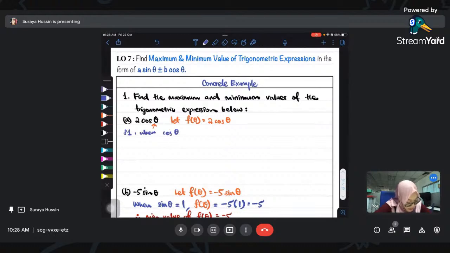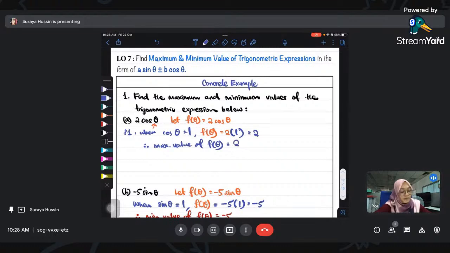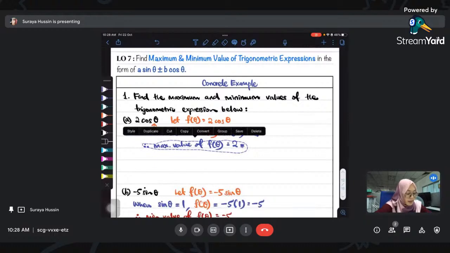When cos theta is equals to 1, f theta will be equals to 2 times 1, which is equals to 2. Senang je. Therefore, in conclusion, terus tulis conclusion, that the maximum value of f theta is equal to 2. Dah, macam tu je. Easy. That is the conclusion of maximum value.